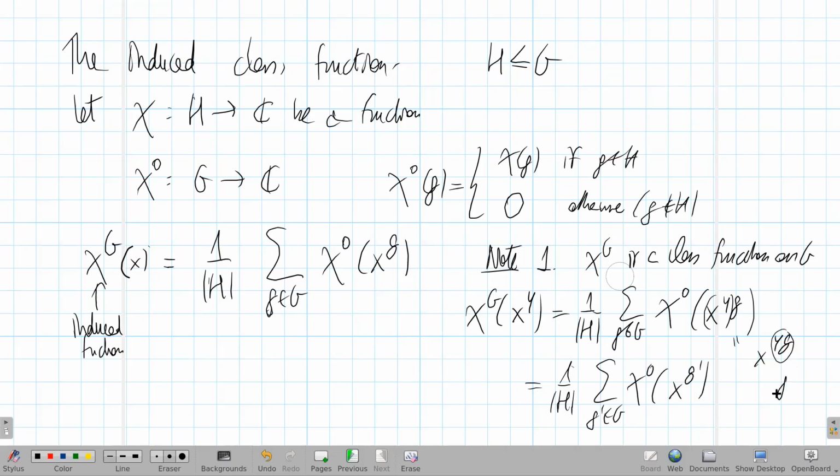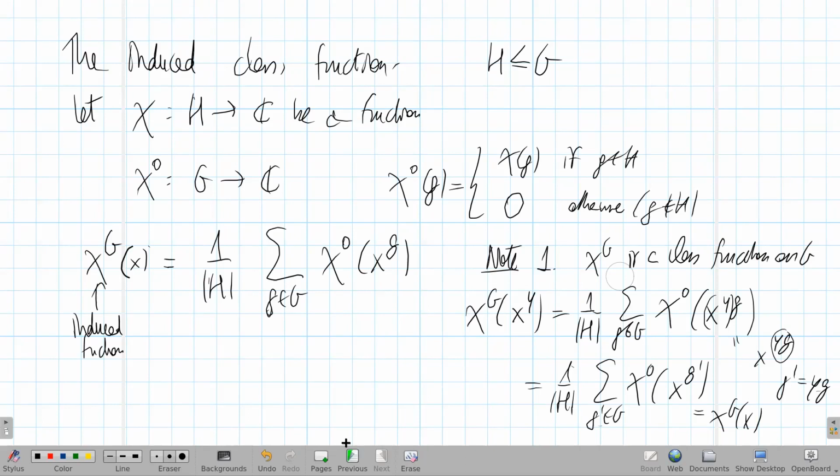So we have set g prime equals yg. So y is fixed, and as g ranges over G, the multiplication by y is a bijection. So you see that this is exactly the same value of x, because we are summing. This is a dummy variable. It doesn't matter the name of this variable. So this is a class function.